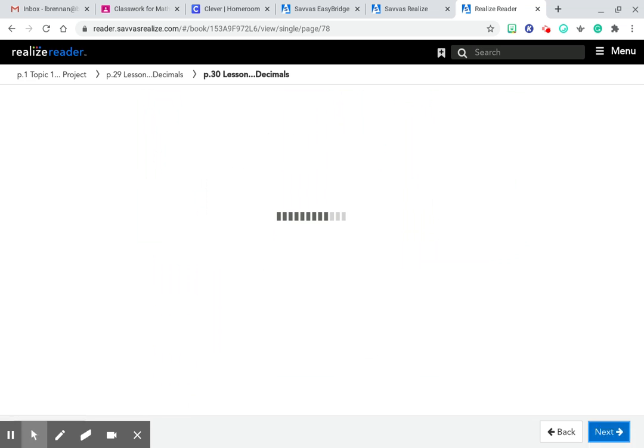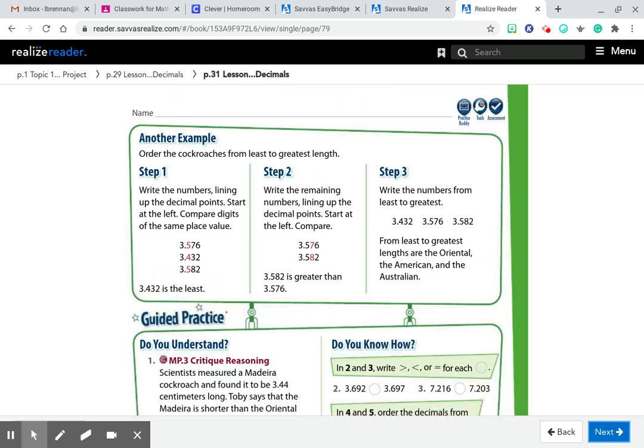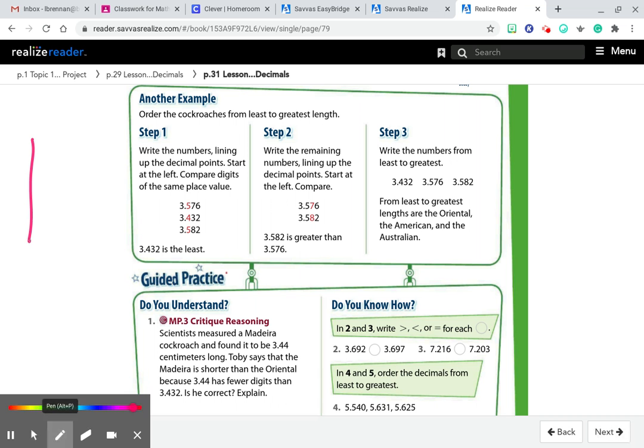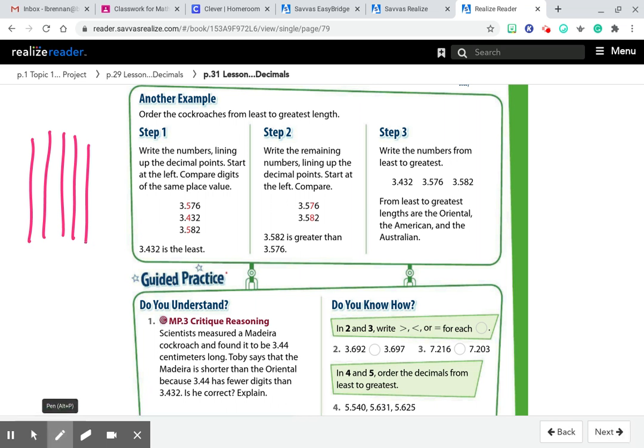So on the next page is our guided practice at the top of the page, and then another example. Order the cockroaches from least to greatest. So what we do is we're going to write all the values in place value order on top of each other. And sometimes if you have a notebook, you can turn it sideways and use the lines on your notebook like a grid. So you can record the values in there. If you're one of those people that's kind of wiggly with their writing, you might want to do that just to make sure everything's really lined up nicely.